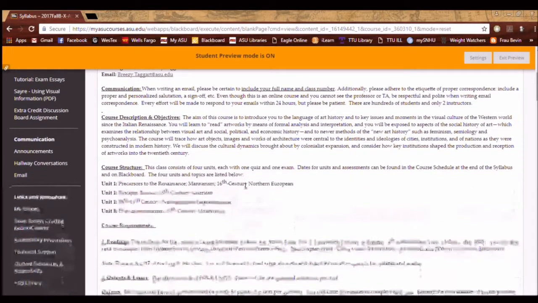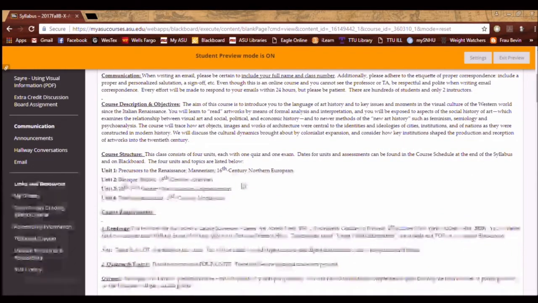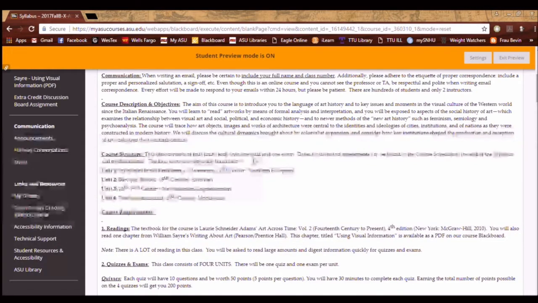This has all of the standard information that you would expect to find on a syllabus, but what I want to draw your attention to is the course structure. So this class is going to be made up of 4 units. Each unit has a quiz and an exam. And there are going to be 2 extra credit discussion board opportunities during Unit 2 and Unit 4. So here's the breakdown of the topics that will be covered in each unit.